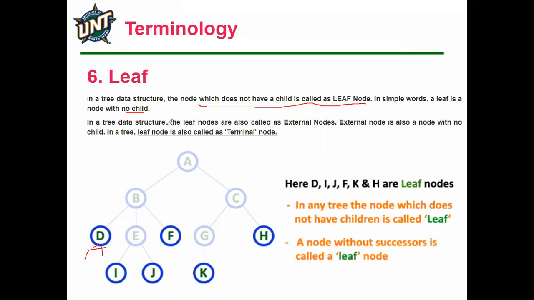Here in data structure, the next line is very important. The leaf node is also called an external node. What is the synonym of leaf node, what is it called? The second name is external node, which is also a node with no child. And a leaf node is also called a terminal node. There are two different synonyms of leaf node: external node and terminal node. Terminal node means the last node, after that there is no child or any node present in the tree. So the node that doesn't have any child is called a leaf node.